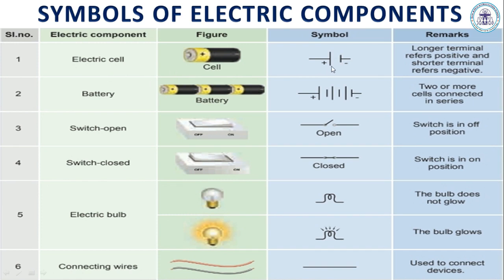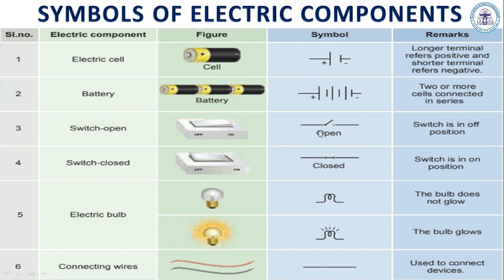Electric cell. The symbol for electric cell is this. It has a longer terminal that refers to the positive charge and a shorter terminal that refers to the negative charge. Battery. The symbol for battery is this. It has two or more cells connected in series.